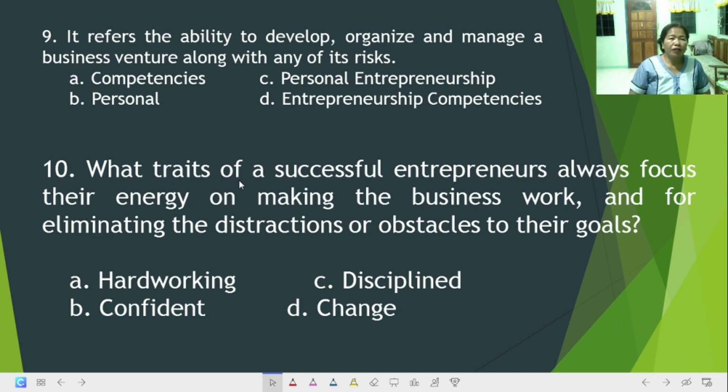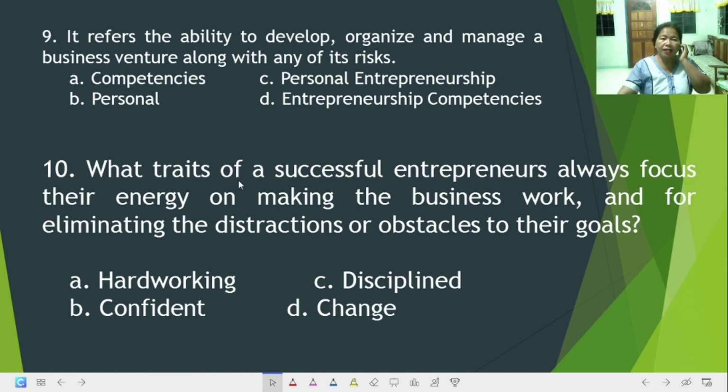Number 10. What trait of successful entrepreneurs always focuses their energy on making the business work and eliminating the distractions or obstacles to their goals? A, hardworking. B, confident. C, disciplined. And D, change. So those are all the 10 questions for the multiple choice as your assessment.